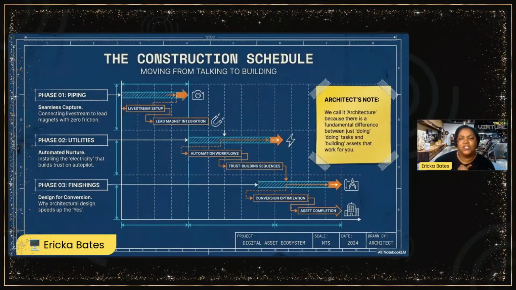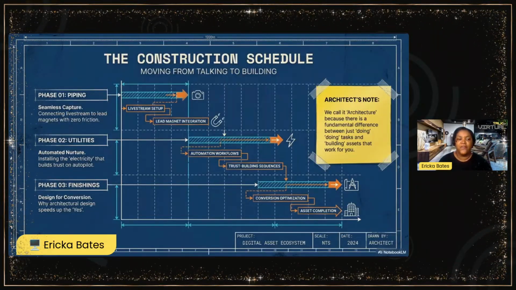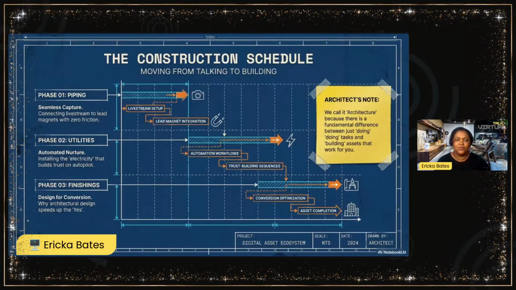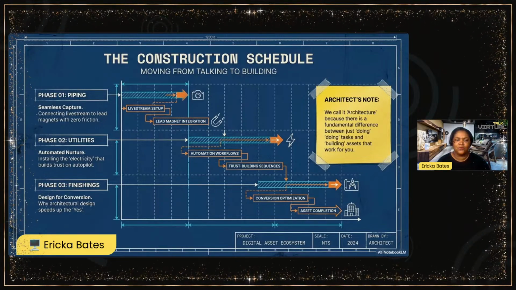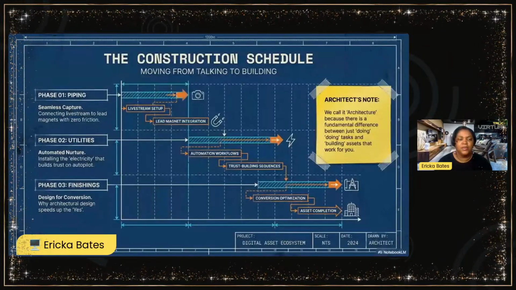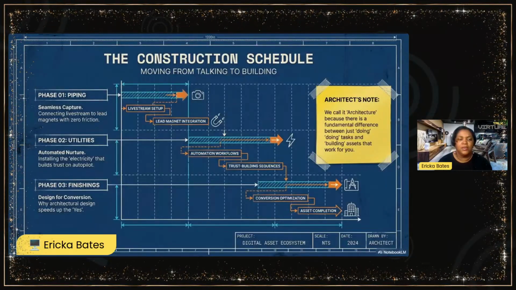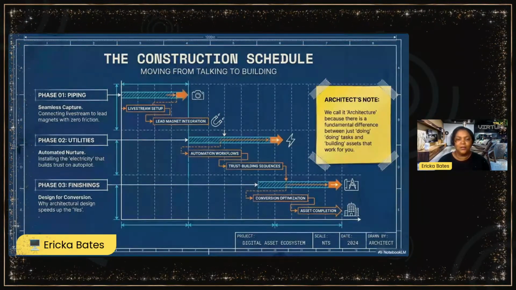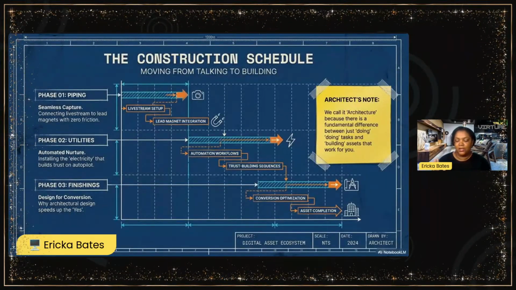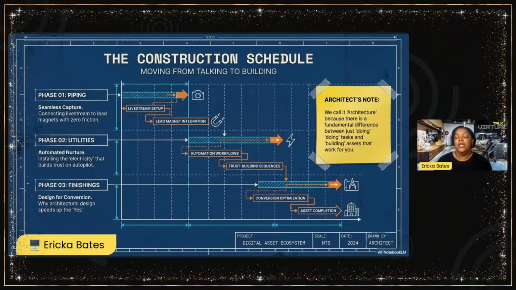Okay. The construction schedule, moving from talking to build. Phase 1, piping, seamless capture, connecting your live stream to lead magnets with zero friction. So hopefully you know that it is okay to ask for a name and email address for a free live stream, because all you're asking them to do is find the connection between that live stream and the lead magnet. That lead magnet is going to bring them to your email list.